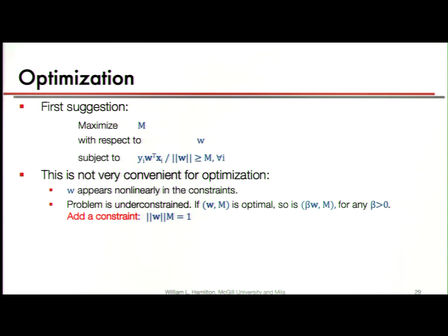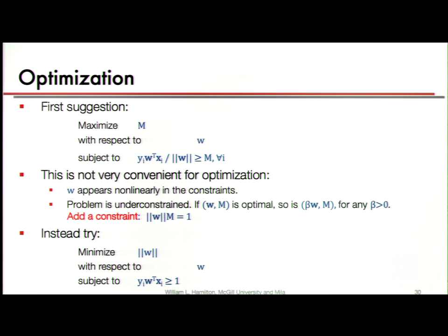But we can get around that by adding a simple constraint. What we do is we add the constraint that the size of our parameter vector times the margin is equal to 1. And so what we get at the very end is that we're flipping things around a little bit, and now we're trying to find the minimum norm for our vector W such that all of our data points are at least distance 1 away from the decision boundary.